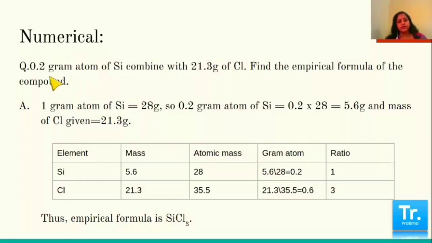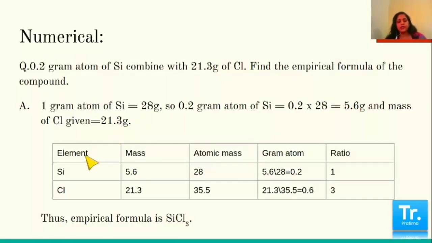Here you are given gram atom. So 0.2 gram atom of silicon is given, which combines with 21.3 gram of chlorine. Here mass. So you are given gram atom of silicon and mass of chlorine which combine. So you have to find the empirical formula. Now when I know 1 gram atom of silicon is 28, that is atomic mass, so 0.2 gram atom will be 5.6 gram. Now I know the mass of silicon, and mass of chlorine is already given.